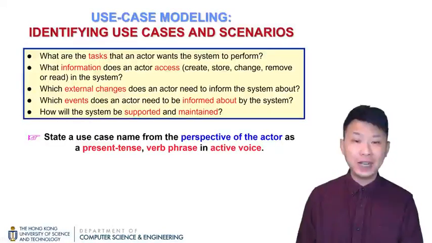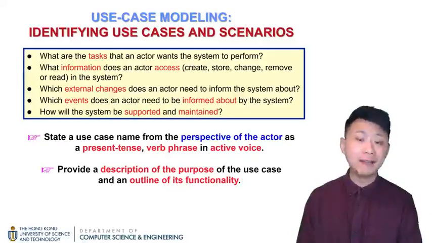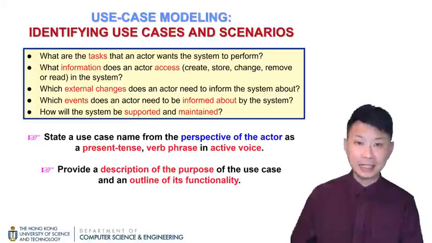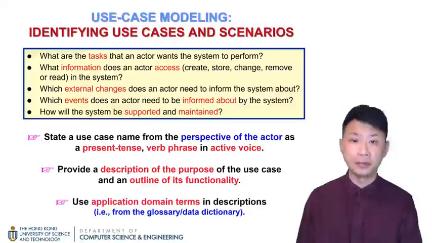For each use case, you have to give a use case name from the perspective of an actor, using a present tense verb phrase in active voice for easy reading. And also you have to provide a description of the purpose of the use case and an outline of its functionality. And finally, you have to use vocabulary from the application domain in your descriptions.